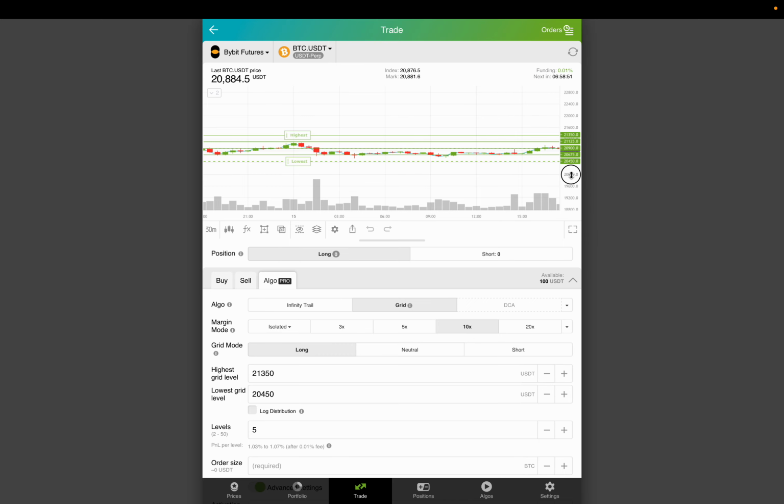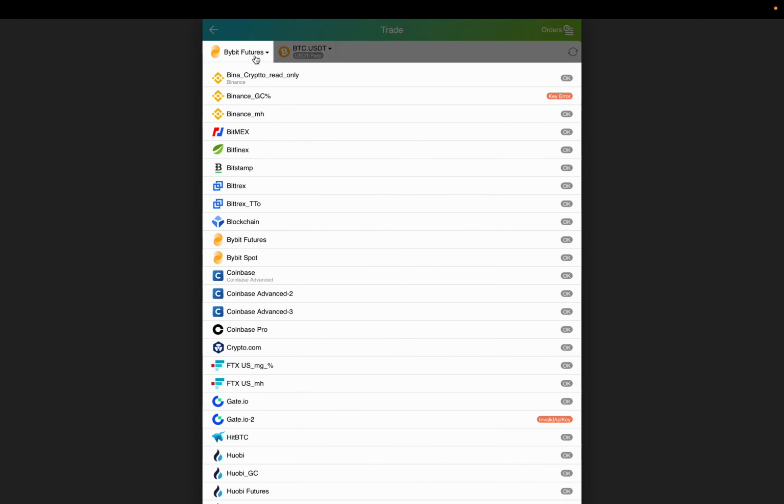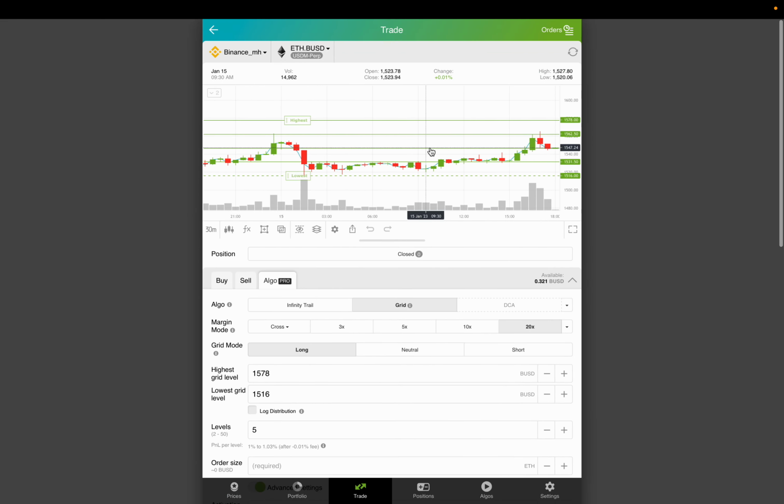Okay, that's all I had to say about the different types of grid on derivatives. So let's just recap everything. Today we learned that there are three main types of grid: neutral, long, and short. By placing a neutral grid, you are making a bet that the market will stay flat, will stay in range within the grid range for a while without moving too much in any direction.